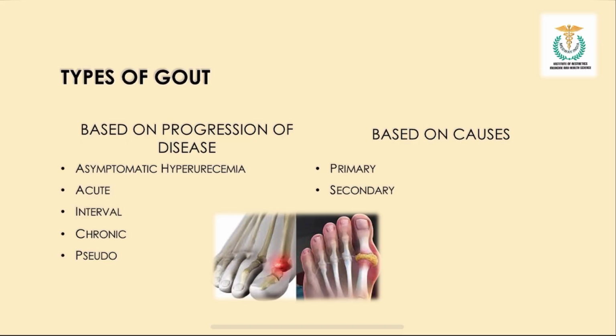Based on the causes, we can divide gout into primary and secondary gout. Primary gout is not a consequence of an acquired disorder, and secondary gout is a consequence of a specific disorder or the use of a specific drug. So based on the causes, that is primary and secondary types of gout.